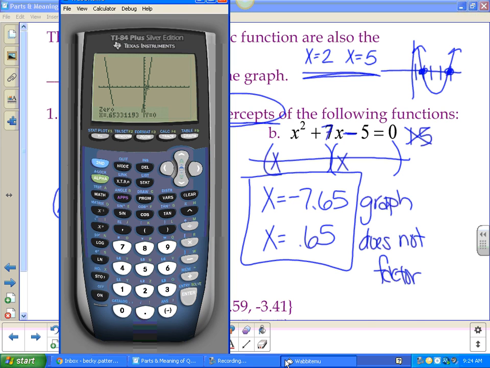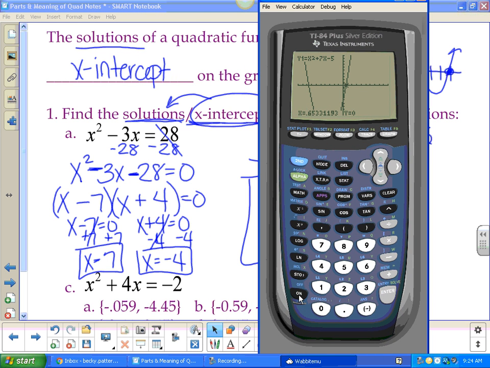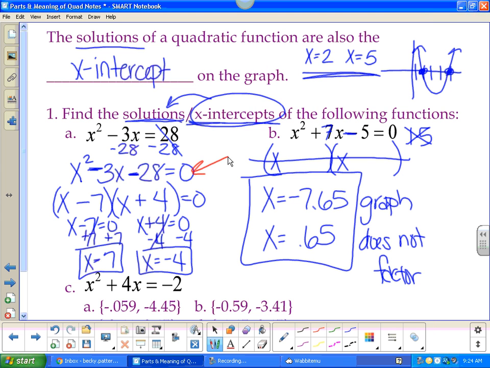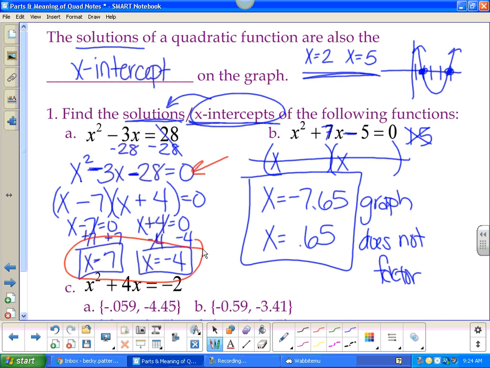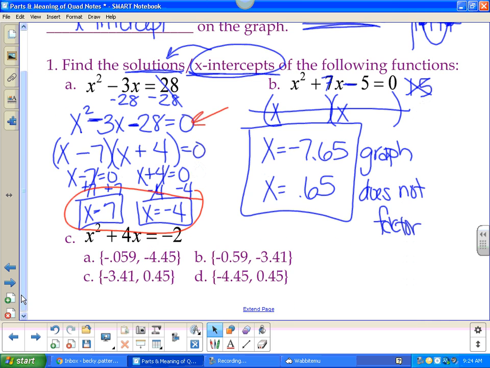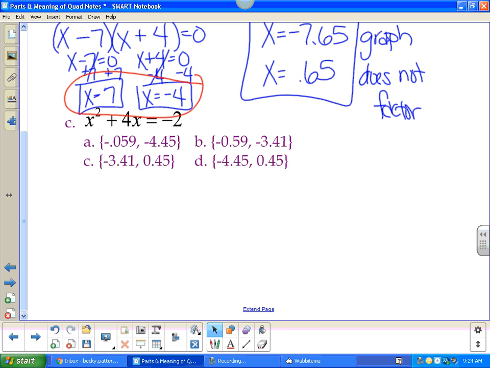Now, just for kicks, to show you the other one, if I type that into my calculator, x squared minus 3x minus 28, and hit graph, it should cross at -4 and 7, because that's what I found when I solved it. Okay, so let's see what this looks like multiple choice.